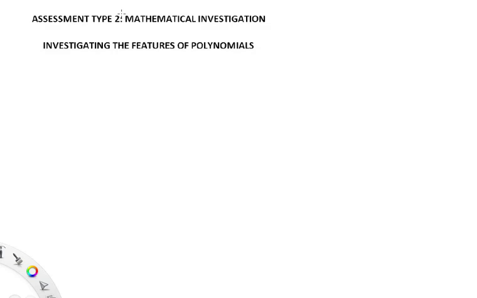In giving feedback on the Polynomials draft investigation, one of the common areas for improvement is, first of all, it's an investigation. You've got to know what you're investigating, and so when you report on the investigation, you need to begin with an introduction. So that's the first thing.